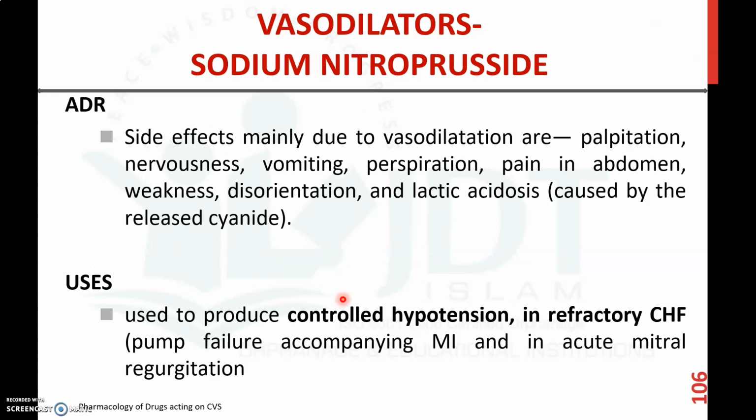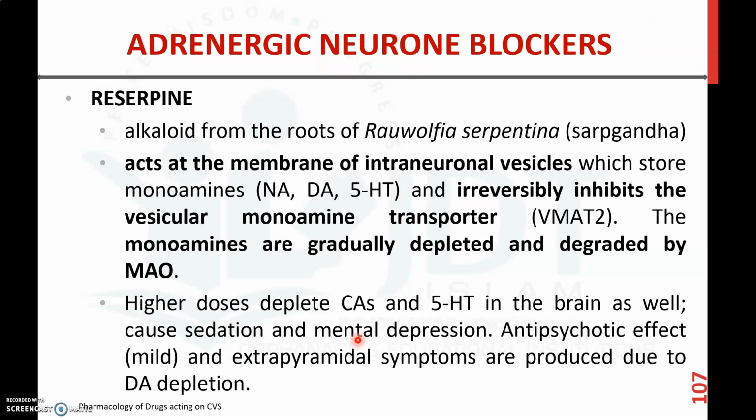Now the important adverse drug reactions of nitroprusside are, due to its vasodilatory action, palpitation, nervousness, vomiting, perspiration, pain in abdomen, weakness, disorientation, lactic acidosis, etc. Now the use is, it is mainly used to produce controlled hypertension in refractory congestive heart failure. So that is the use of sodium nitroprusside.